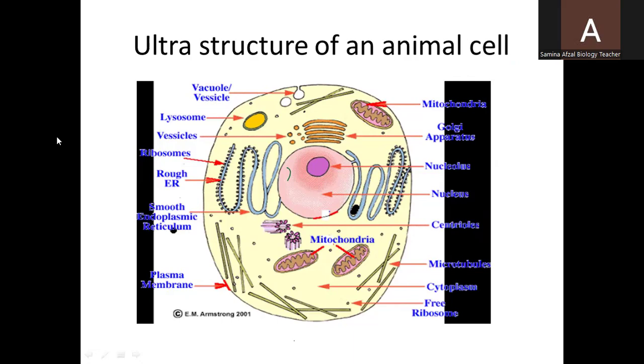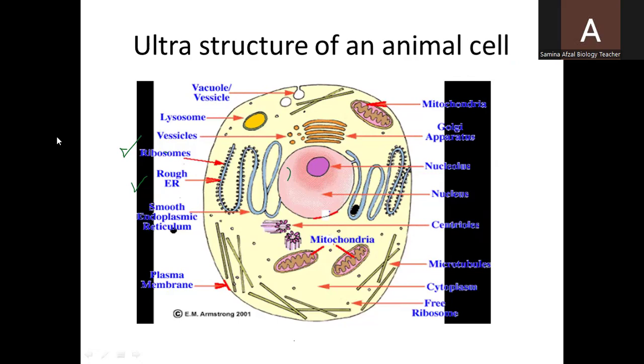On rough endoplasmic reticulums, you can see the ribosomes are attached. So these ribosomes are attached on the endoplasmic reticulum, due to which the endoplasmic reticulums are called the rough endoplasmic reticulums. The ribosomes are also available in the cytoplasm. They are freely available in the cytoplasm.